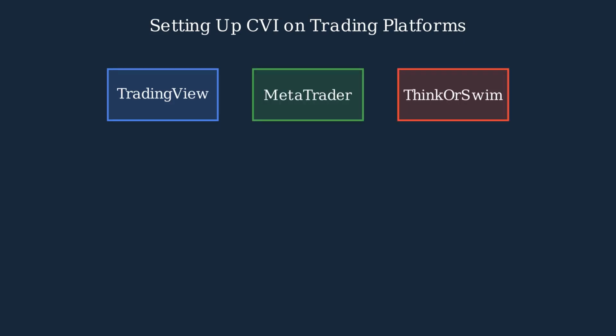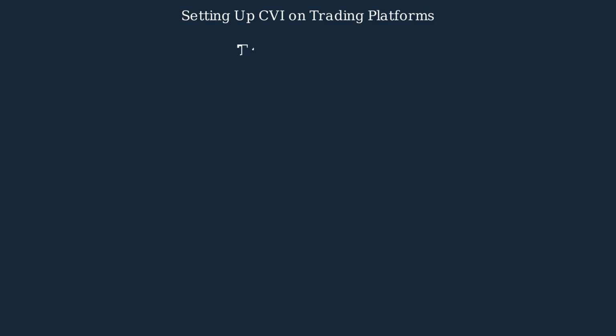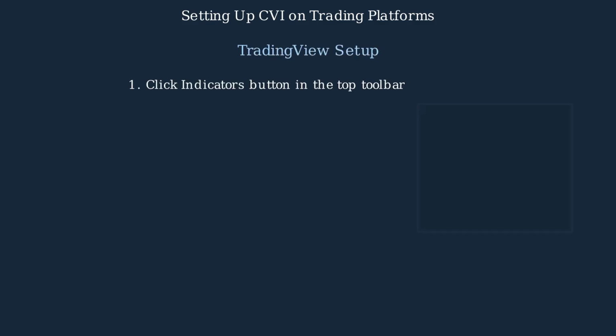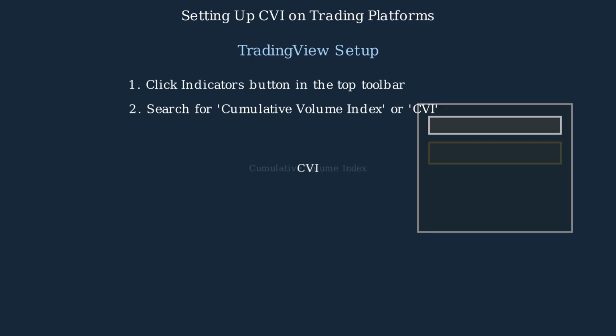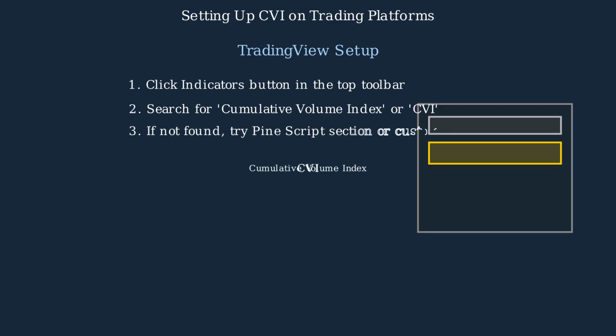Let's explore how to set up the Cumulative Volume Index indicator across popular trading platforms. On TradingView, start by clicking the Indicators button in the top toolbar. Search for Cumulative Volume Index or CVI in the search bar. If you can't find it in the built-in indicators, check the Pine Script section or Community Scripts. To customize the indicator, right-click on it and select Settings. From there, you can adjust the period, colors, and thickness.